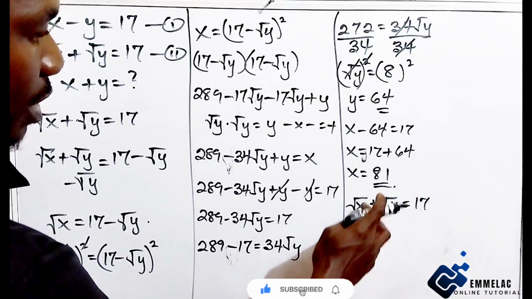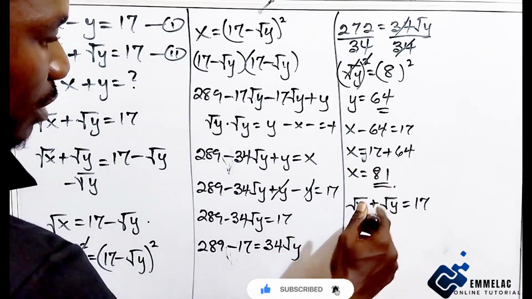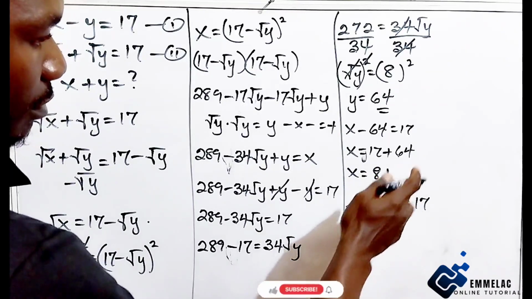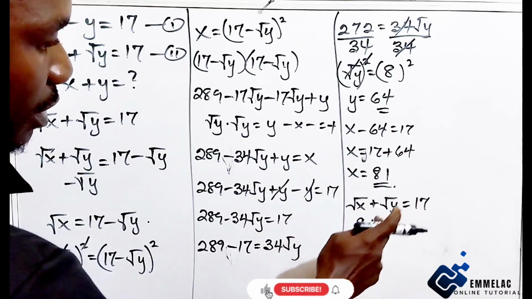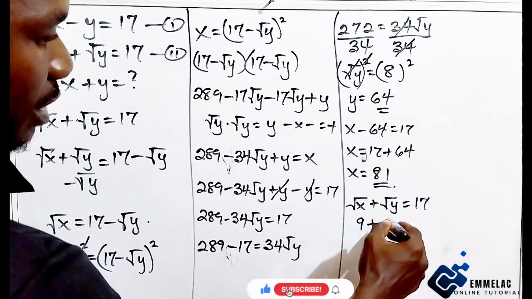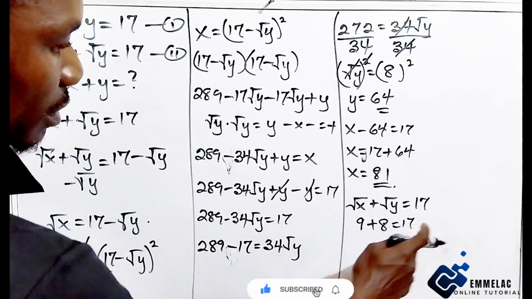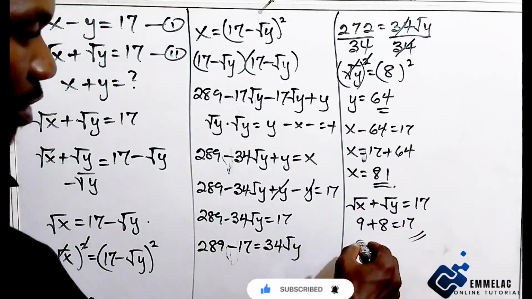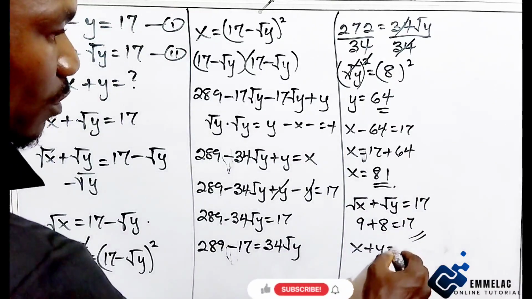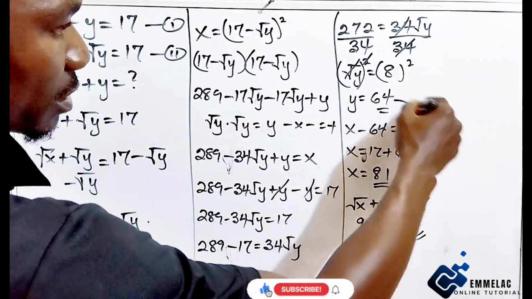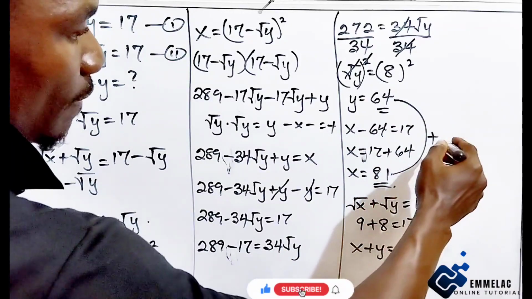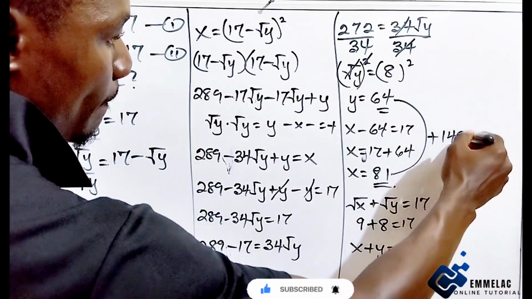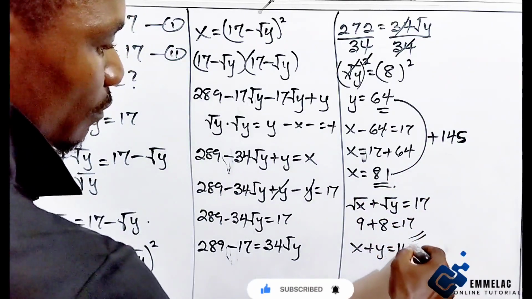So here the square root of x, if you plug in 81 here, you can see that this one gives us 9, and the square root of y here is 8. So you can see, alright, 9 plus 8 is 17. So the value of x plus y, 81 plus 64, will give us 145. So equals 145.